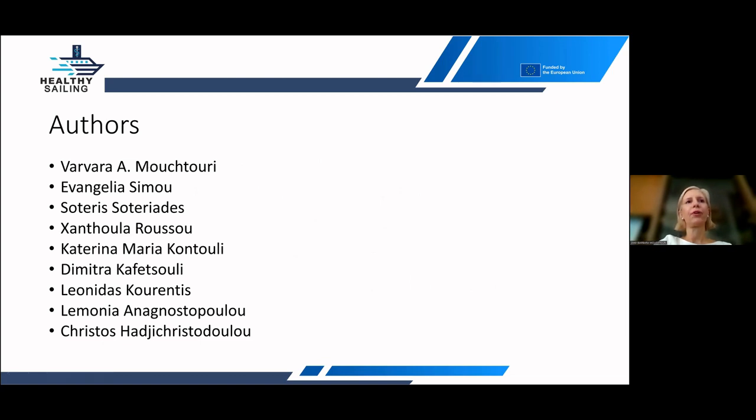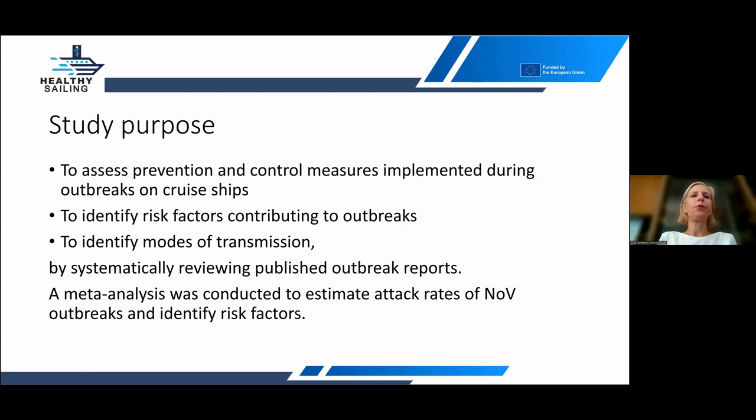before the start of the Healthy Sailing project, but it was completed with additional data collection by performing again the research strategy and data collection and extraction, and the analysis also was repeated within the framework of the Healthy Sailing project. The study purpose was to assess prevention and control measures implemented during the outbreaks on cruise ships, to identify risk factors contributing to outbreaks, and to identify modes of transmission by systematically reviewing published outbreak reports. And a meta-analysis also was conducted to estimate attack rates of norovirus outbreaks and identify risk factors.